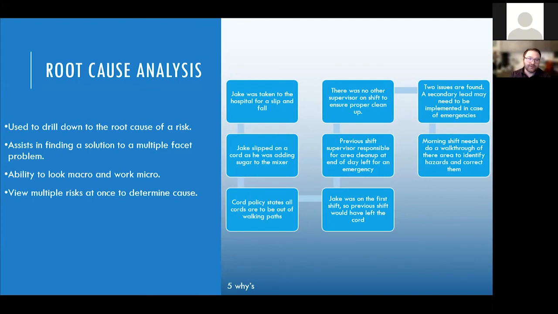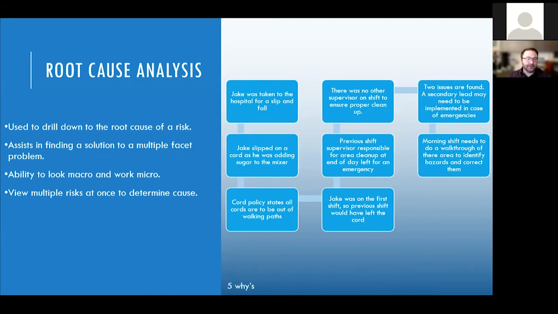So Sue knew that cords were an issue. She took steps by creating new policies for it, but something still happened. But now we were able to identify that there was a weakness in our policy. We needed another supervisor there to make sure that area cleanup is occurring, and we need to do a morning walkthrough to ensure that hazard corrections exist before we start working.